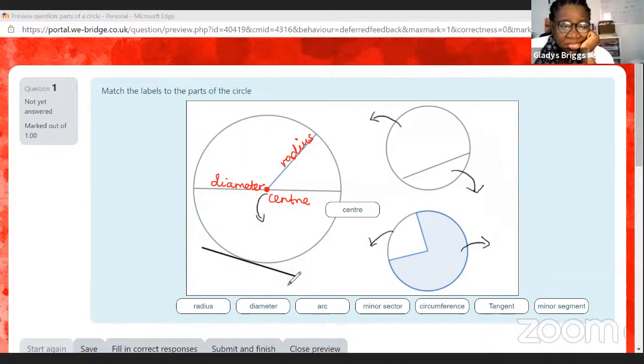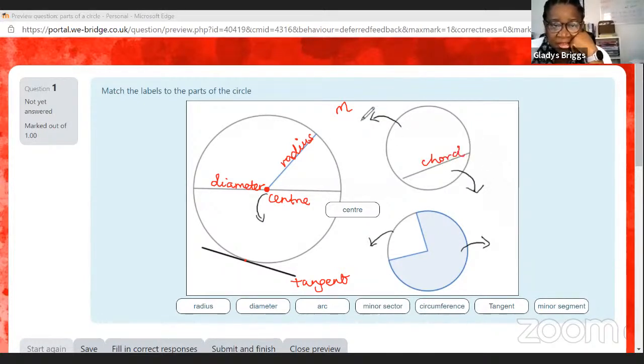This is a tangent. This line that is just touching the circle at a point is called a tangent. This is a major... this is a chord. Let's talk about this one first.